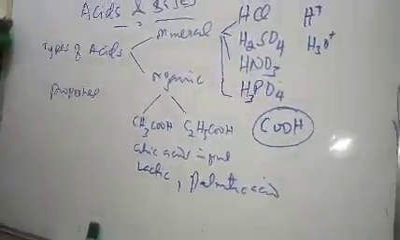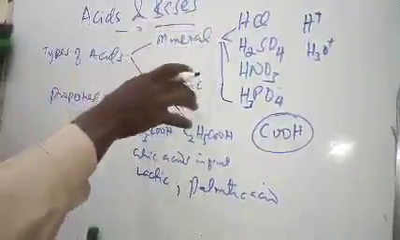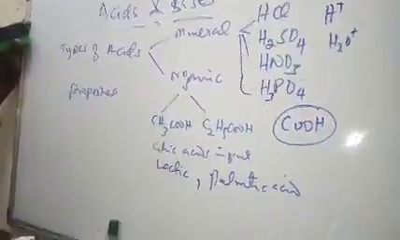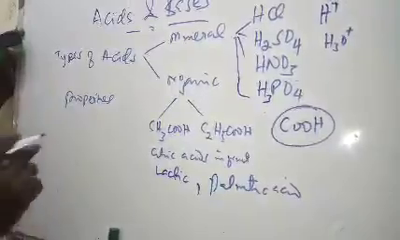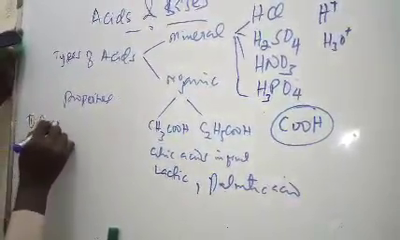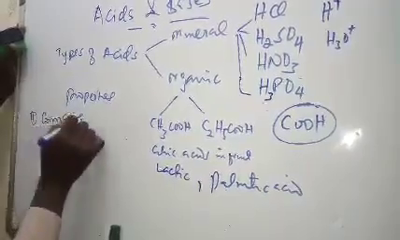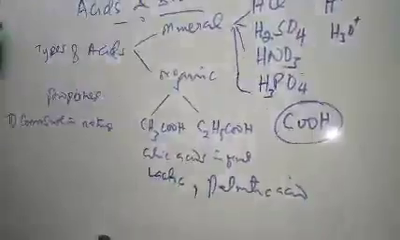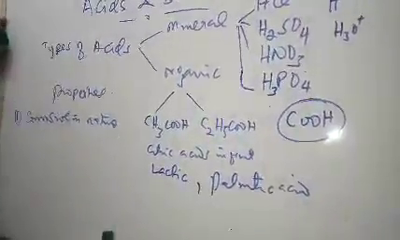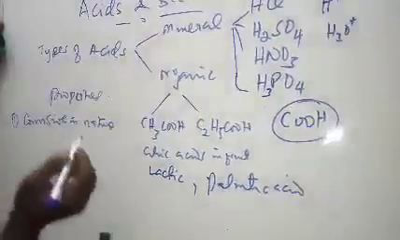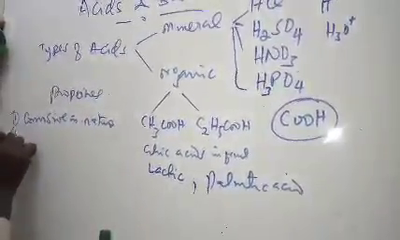Now, let us look at the properties of acid generally. Whether mineral acid or organic acid, they have these properties, except that some of these properties are more pronounced in some. One of the properties is that most acids are corrosive in nature. What do I mean by corrosive? Corrosive means it has a burning nature. It burns, it corrodes.